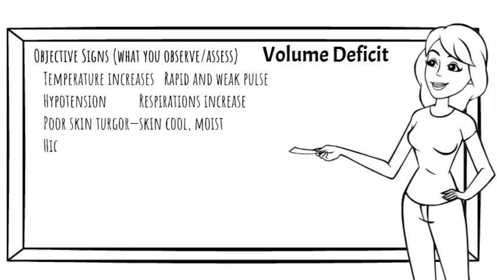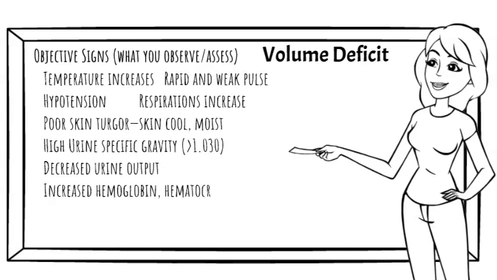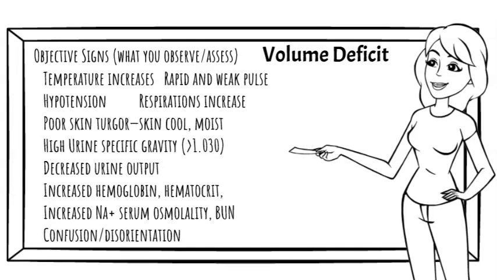These include fever, rapid pulse, hypotension, decreased urine output, urine with a high specific gravity, increased H&H in your labs, and confusion and disorientation.